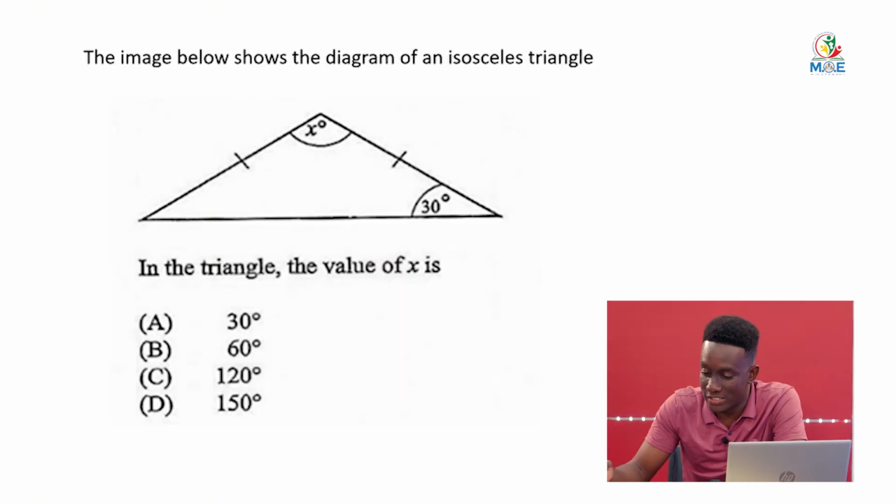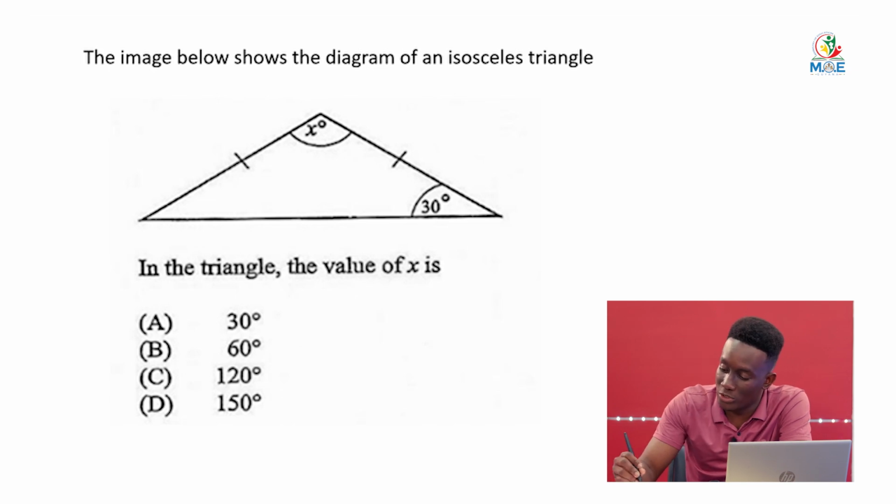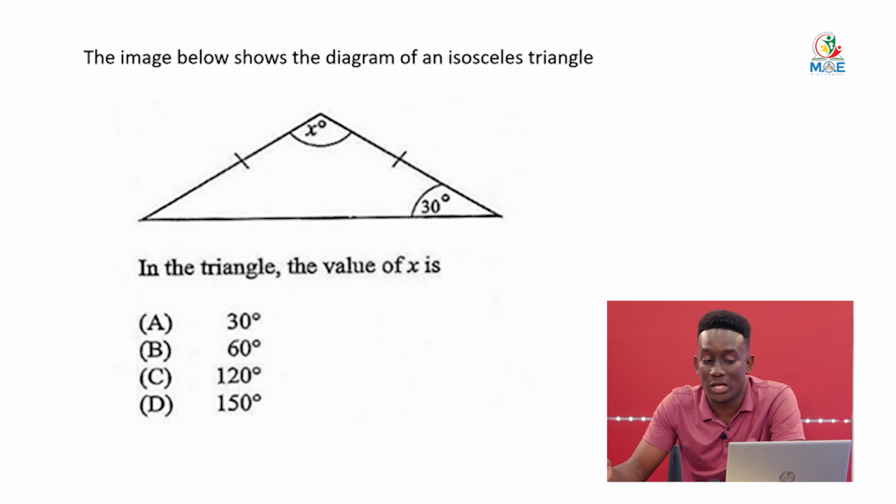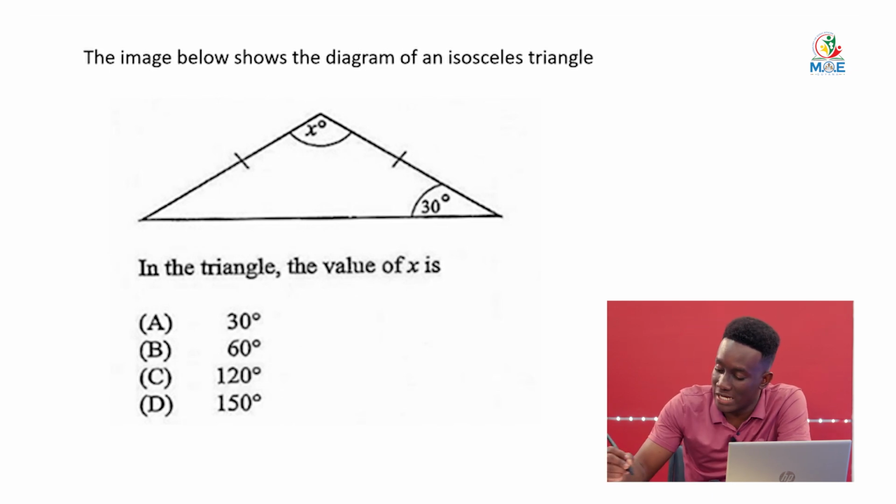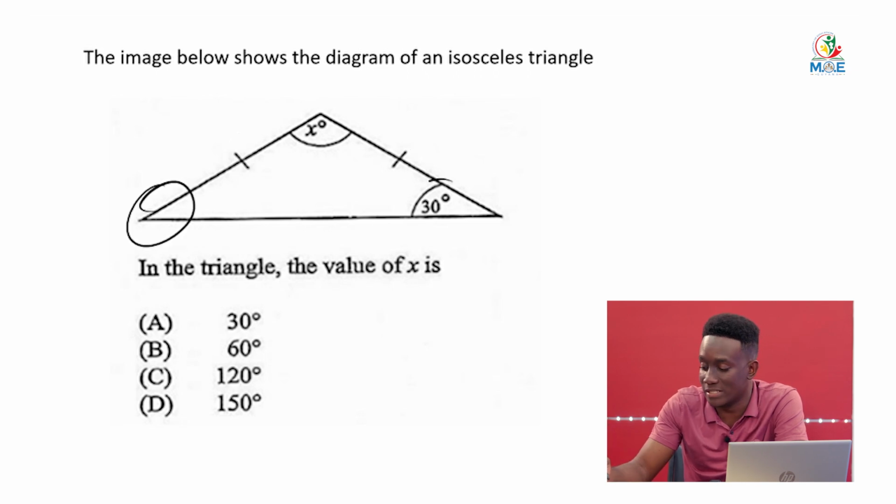And the next question says, the image below shows the diagram of an isosceles triangle. In the triangle, the value of x is, so they want the value of x. So we're talking about an isosceles triangle. And we know for an isosceles triangle, two sides are equal and also two angles are equal. So these two sides here are equal, and also these two angles are equal. So if here is equal to 30, that means here will also be equal to 30 degrees.